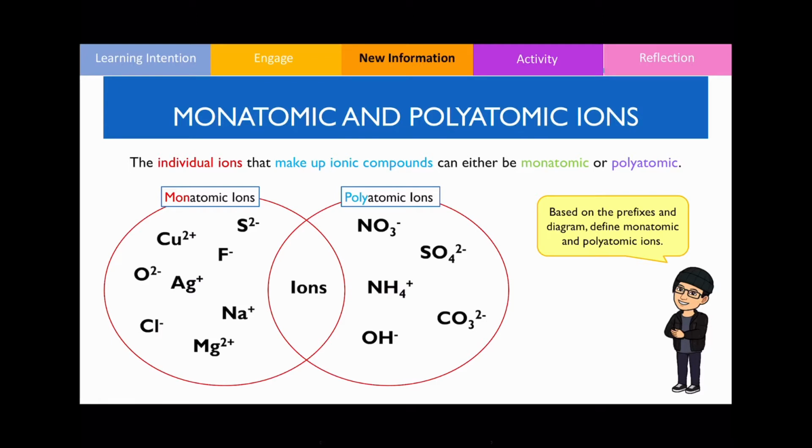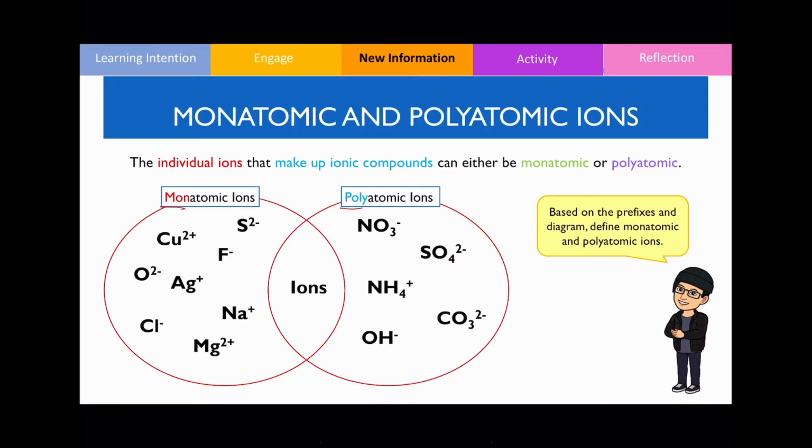So we now know that the composition of an ionic compound consists of a cation as well as an anion. However, the cations and anions that make up an ionic compound can be further classified as a monatomic ion or a polyatomic ion. You can actually tell what the definitions are going to be based on the prefixes as well as the examples shown on this Venn diagram. Look at the prefix mono and poly as well as these examples over here. Can you come up with a definition of what monatomic ions are as well as polyatomic ions?